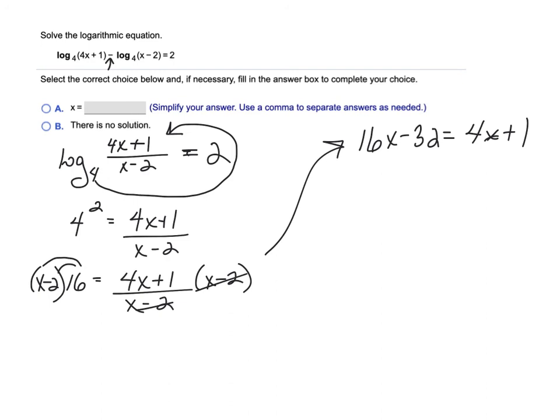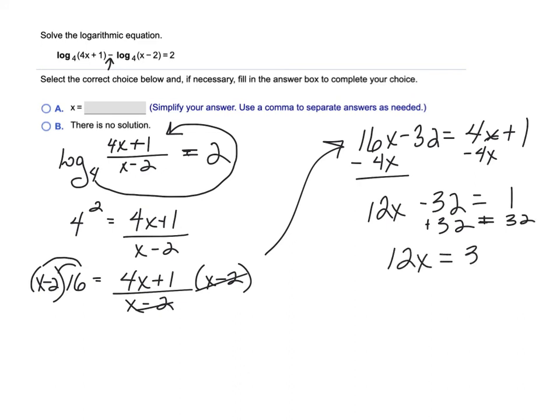Let's subtract 4x to the other side, so minus 4x, and plus 32. Sorry. That gives me 12x equals 33. Final steps, divide out by that. Now let's make sure 33 over 12 can be reduced. If you take a 3 out, you get 11 over 4. So my answer is 11/4.